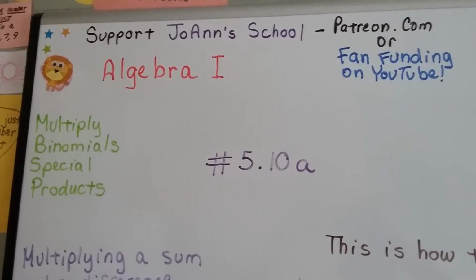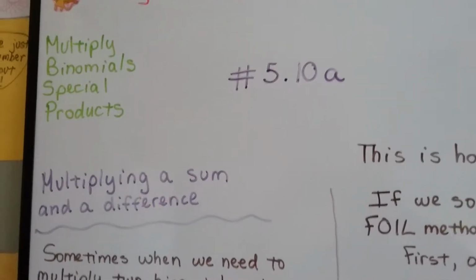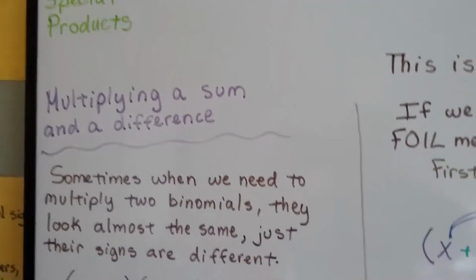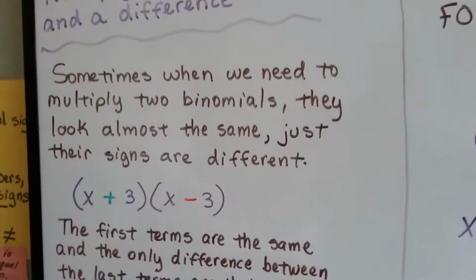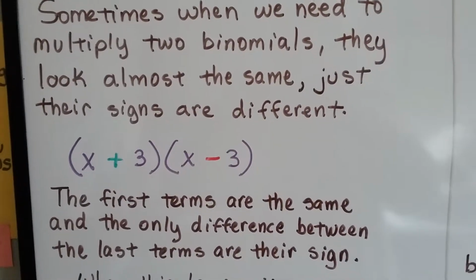Algebra 1, number 5.10a, multiply binomials, special products. Multiplying a sum and a difference is what we're going to do in this video. Sometimes when we need to multiply two binomials, they look almost the same, just their signs are different.